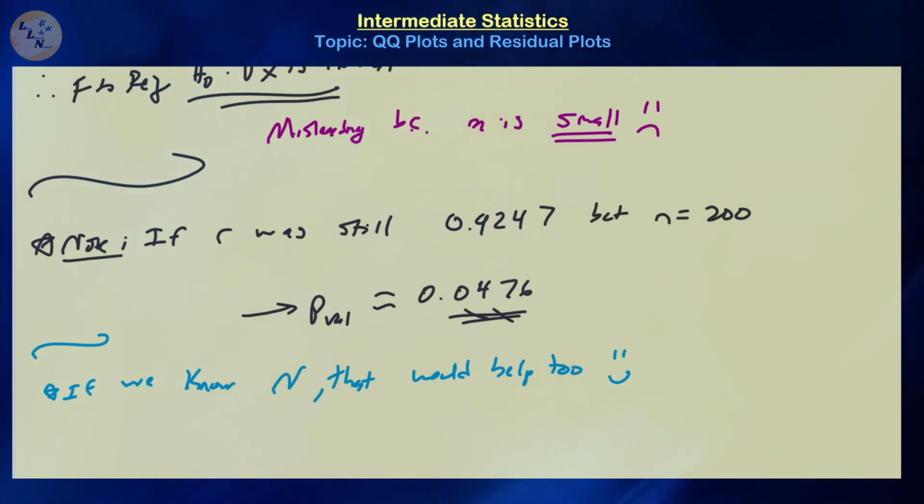Because if we know the capital N, the population size, that means we can include the finite population correction factor into our standard error formula, which would definitely help reduce our type 2 error for our hypothesis test.